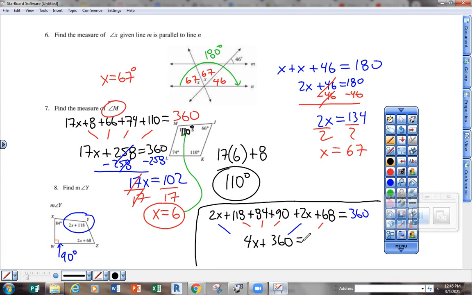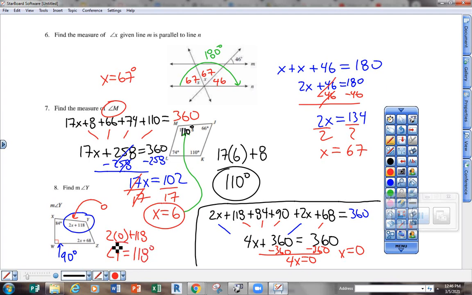All right, well, I'll just keep going. This problem is what it is. Take away 360 gives you 4x equals 0. When you divide by 4, x has to be 0. So you're plugging that 0 back in for x, which just gives you 118. So angle y for this problem, I believe, is 118.